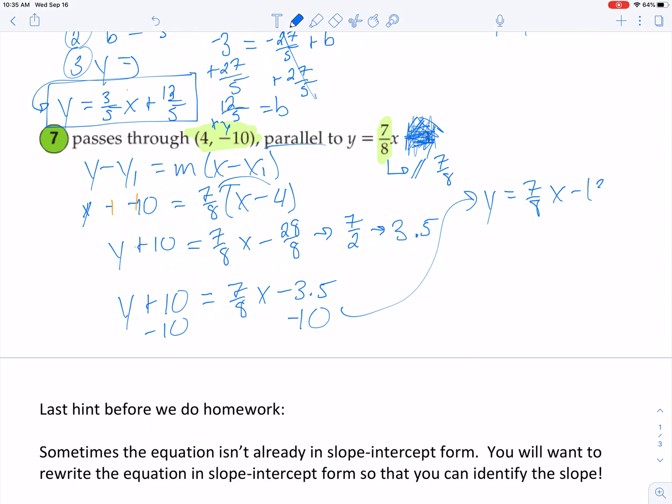To become negative 13.5. In Delta Math, I don't think it's going to let you do any decimal answers. I know for slope it's probably going to make you do fraction, so I would assume it's going to make you do fraction here as well. So you could have either left this as a fraction the whole time, or you'll just need to convert this as your final answer.